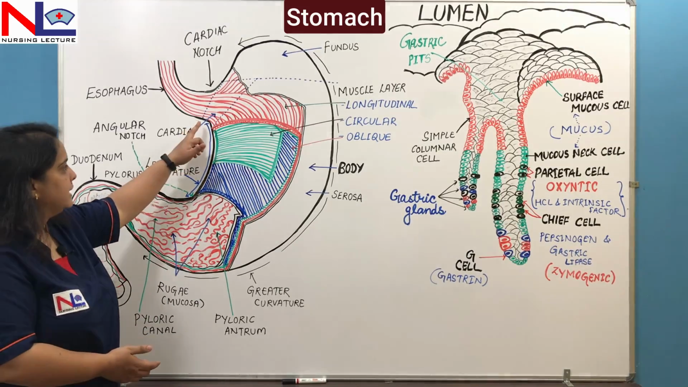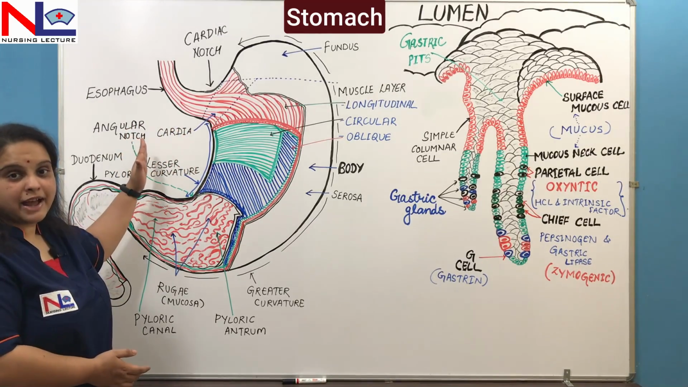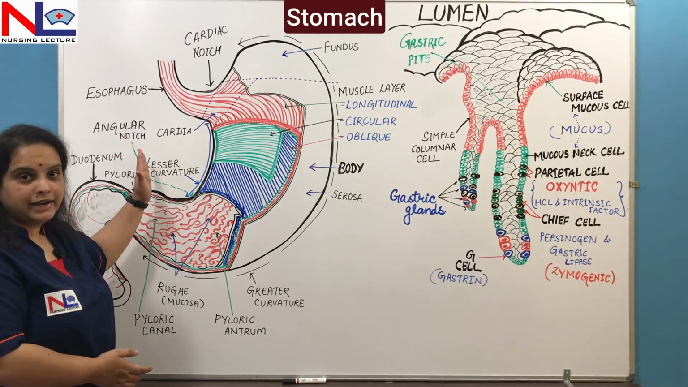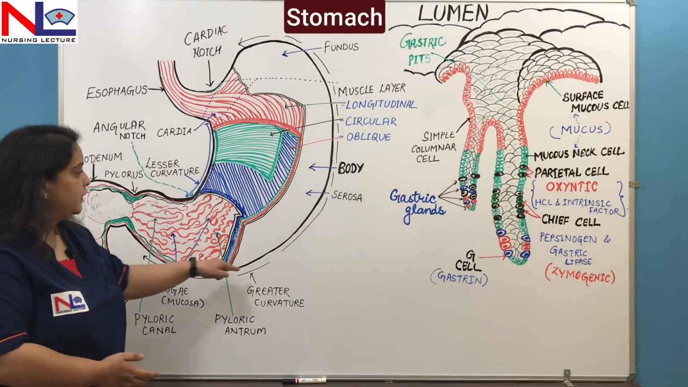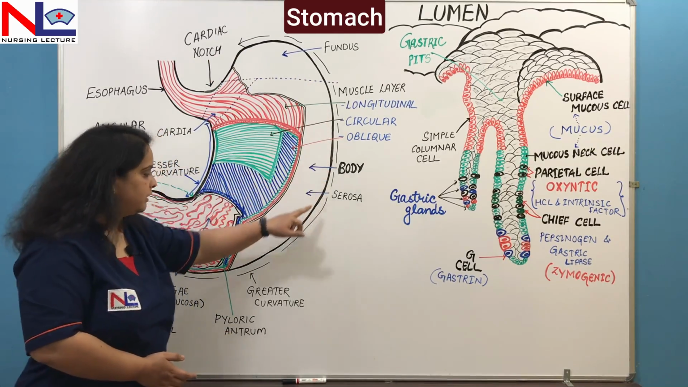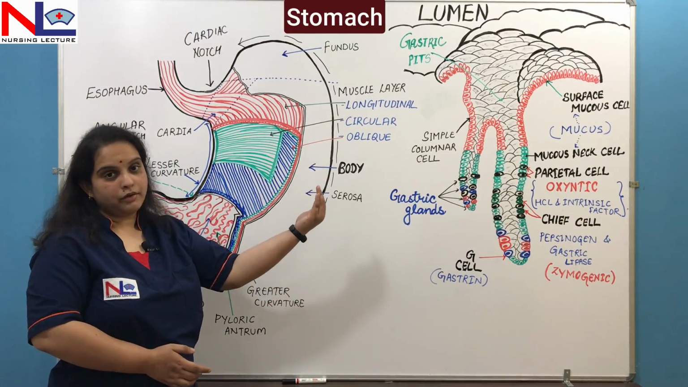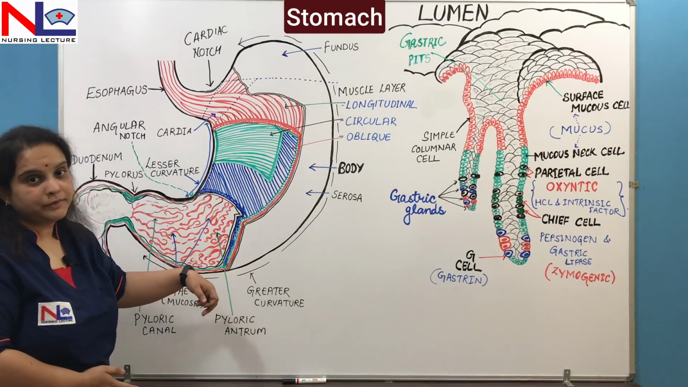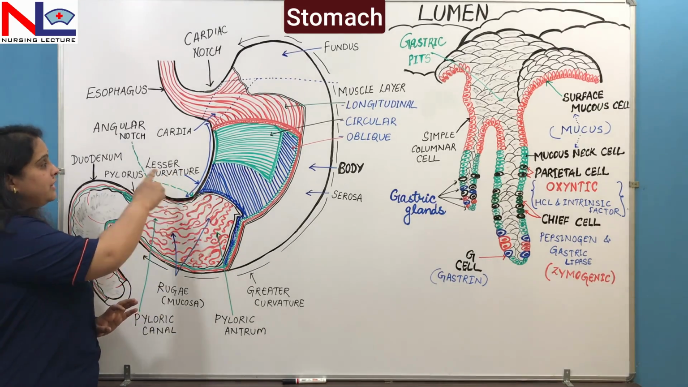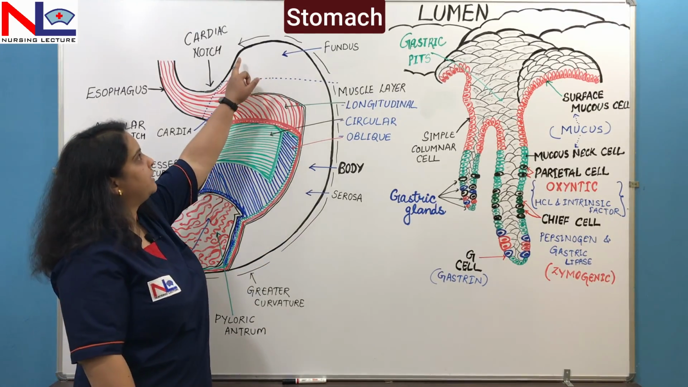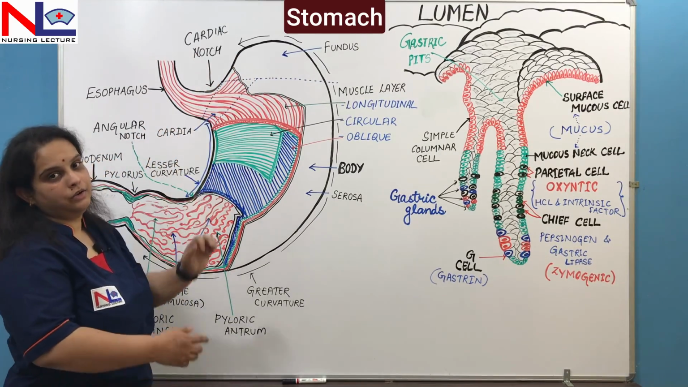The 2 curvatures are the lesser curvature, which is concave, in the medial aspect, on the right side, and it is small. The other curvature, which is long, is the greater curvature. It lies on the left side, it is convex, and it is larger. Where the greater curvature starts, there is a small notch which is called the cardiac notch.